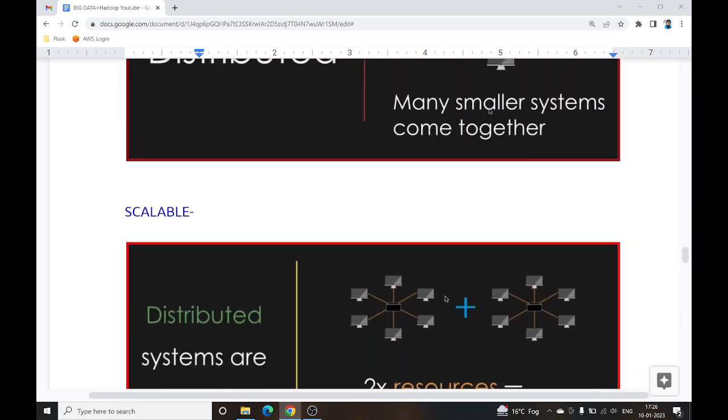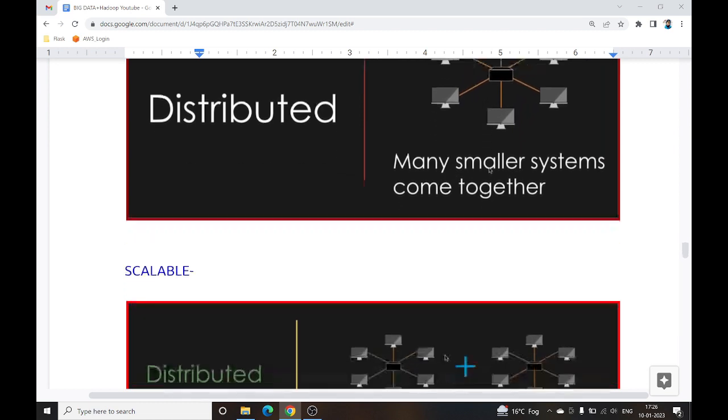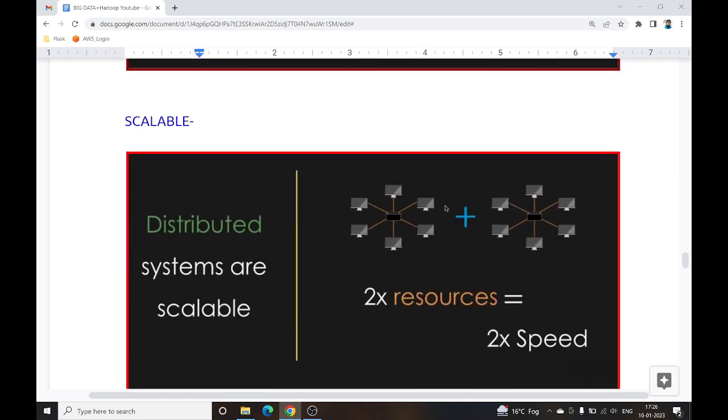Okay, so why only distributed systems? Let's take this scenario. Here we have 6 machines come together to create a cluster. If in case you require some more clusters to come together with this single cluster, we can do this with distributed systems only. So you can say distributed systems are scalable. Why? Because if in future you need more clusters to come together, we can do this in distributed systems, because distributed systems are scalable.